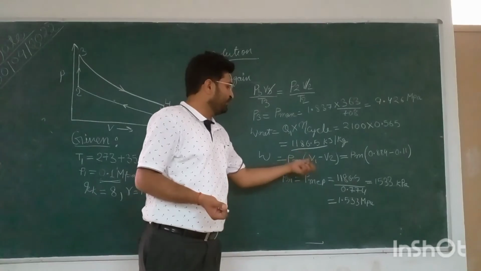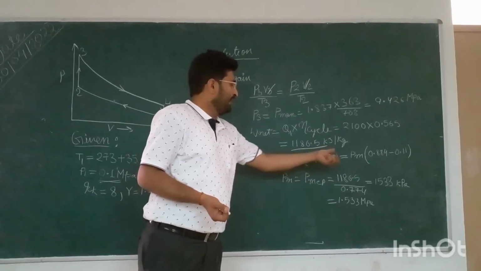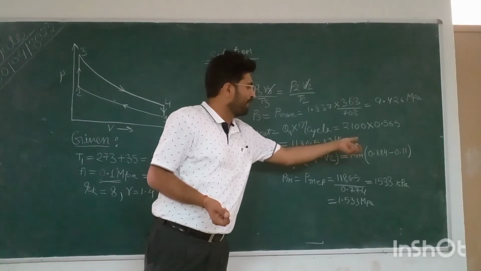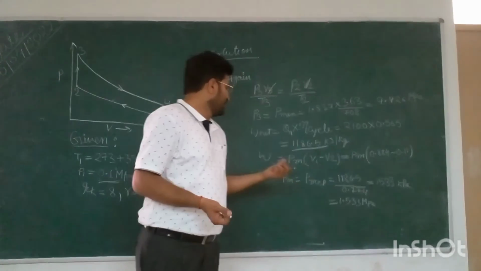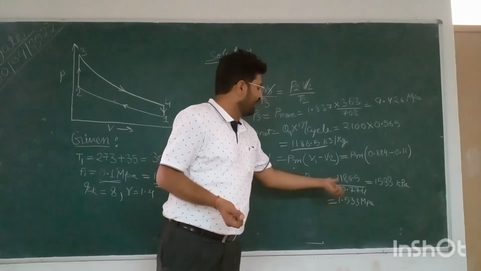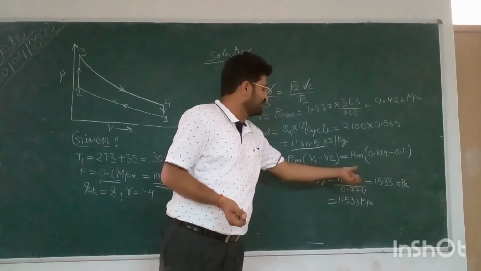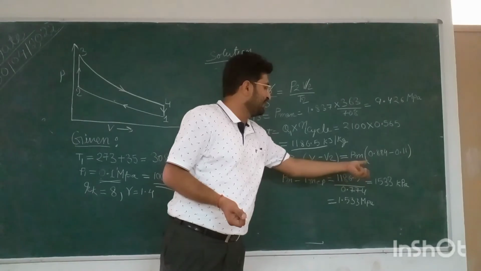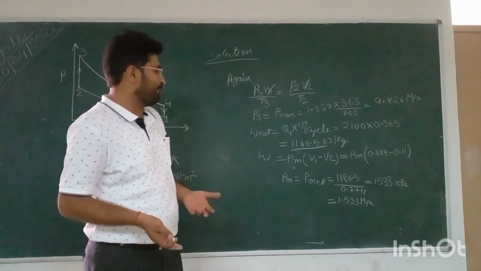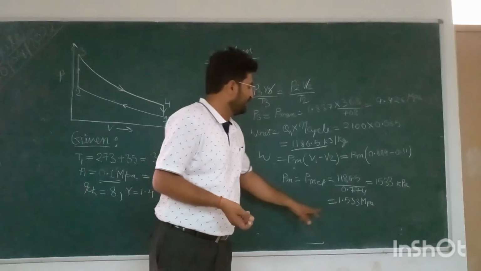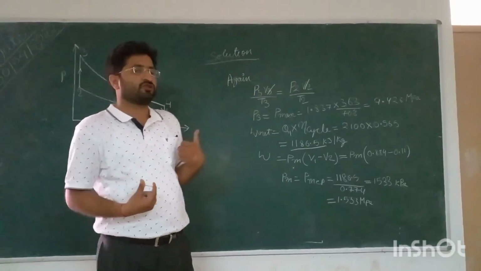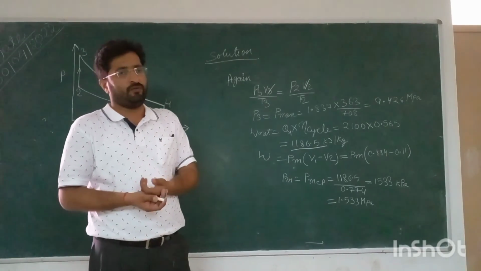P mean into 1.884 minus 0.11, and P mean will be equal to 1186.5 divided by 0.774, that is equal to 1533 kilopascal. And when we convert that into megapascal, it will come as 1.533 megapascal. So this is the solution of the numerical problem. Thank you.